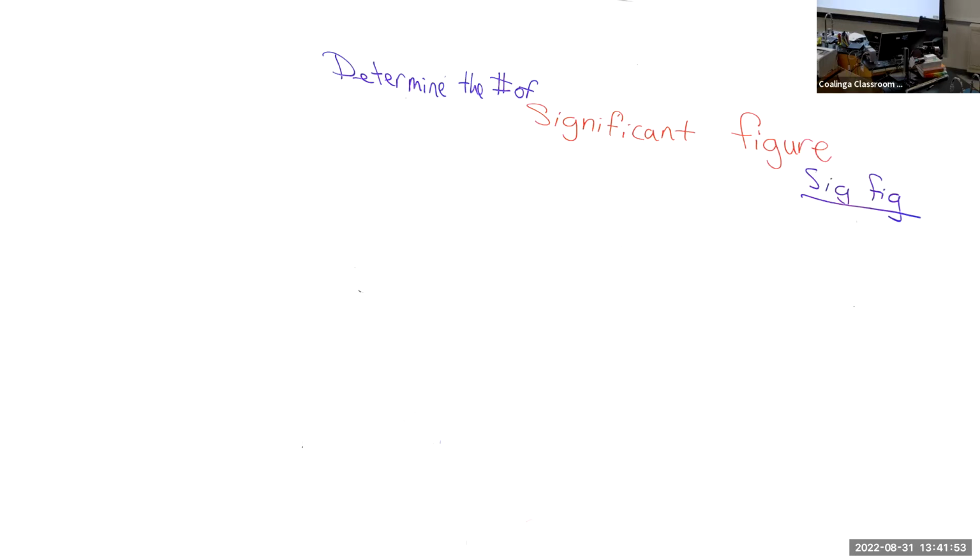Okay, so the next part is operations. So we're going to do addition and subtraction. When we do addition and subtraction, what we have to do is line up the numbers. So if I'm adding 3.1 and 12.